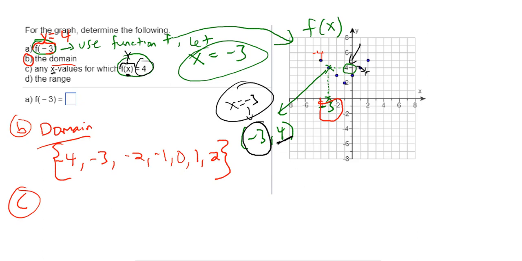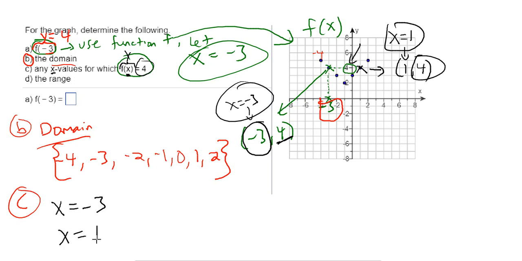But we also have another point here with a y-coordinate of 4. It's this point here, which is 1, 4. And so when x is equal to 1, it's also possible for y to equal 4. So there's actually 2 answers for part C. There's 2 different x values for which the y-coordinate will be 4. And that is -3 and +1. So for part C, we'll have x equals -3 and x equals +1 as our 2 answers.